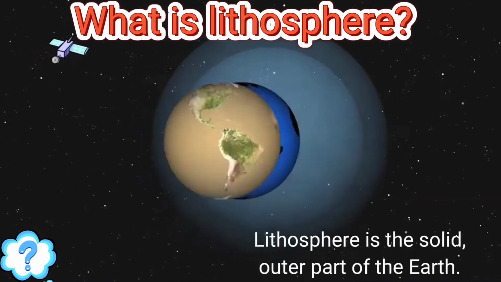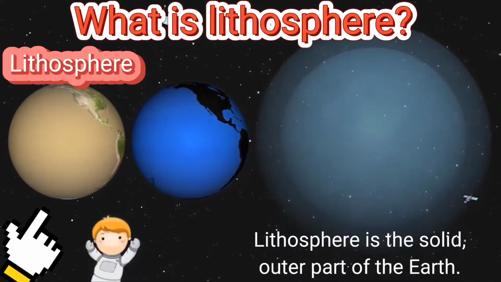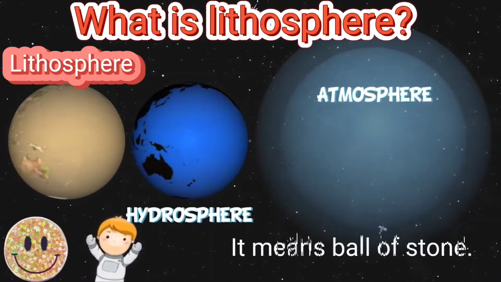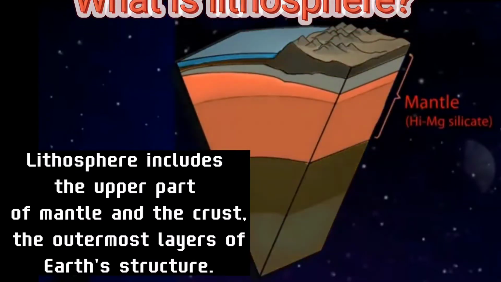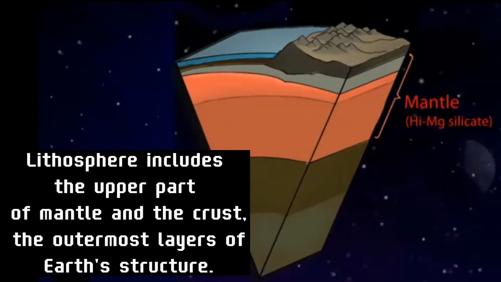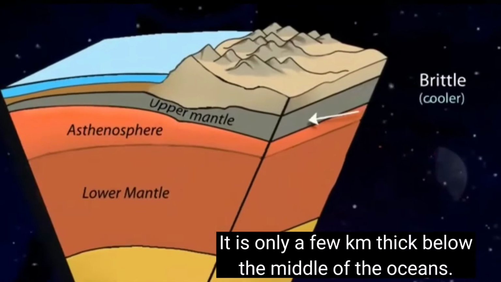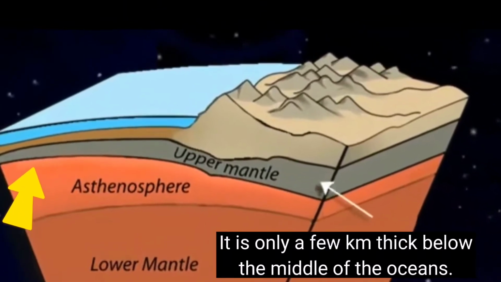What is lithosphere? Lithosphere is the solid outer part of the Earth. It means ball of stone. Lithosphere includes the upper part of the mantle and the crust, the outermost layers of the Earth's structure. It is only a few kilometers thick below the middle of the oceans.